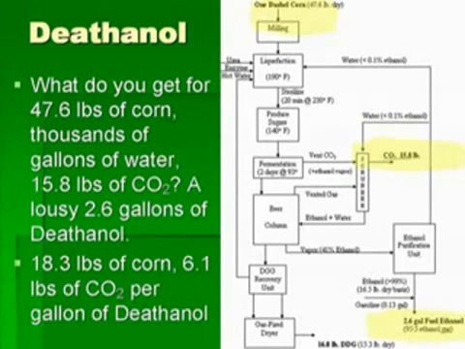Okay, well, let's put this entire process together. What you start with is 47.6 pounds of corn. It takes thousands of gallons of water. It produces 15.8 pounds of atmospheric CO2. And what do you get? You get a lousy 2.6 gallons of ethanol. Okay, what that nets down to being is 18.3 pounds of corn produces 6.1 pounds of CO2, and you get 1 gallon of ethanol.